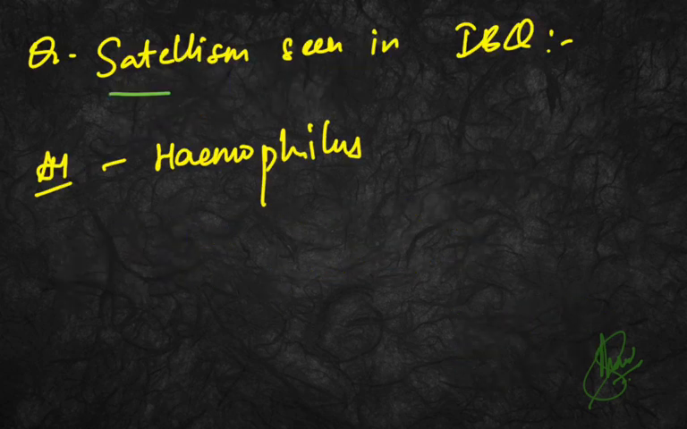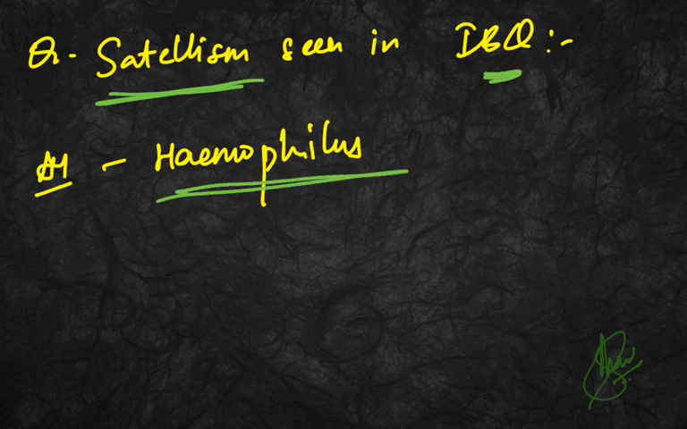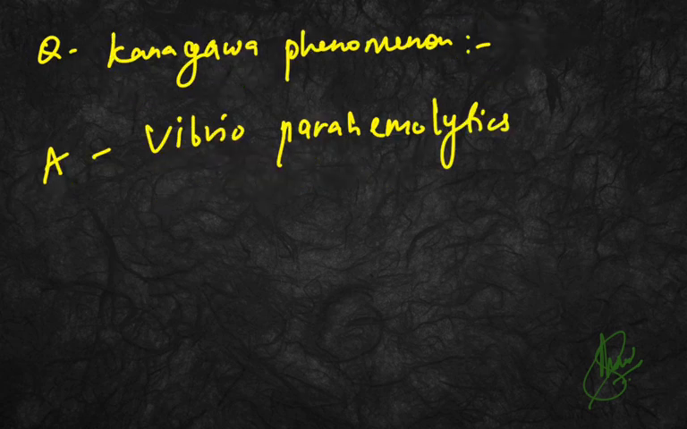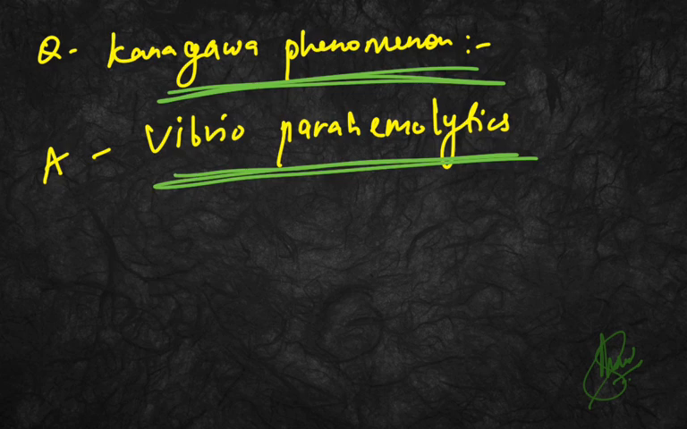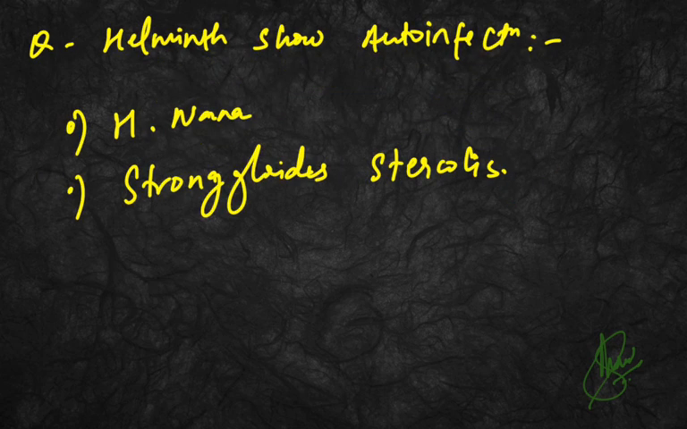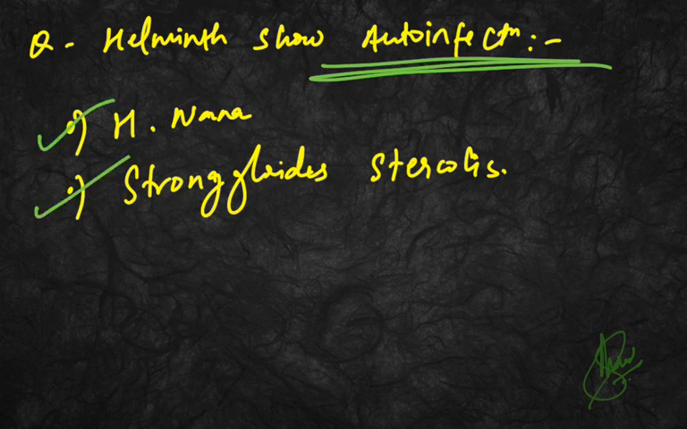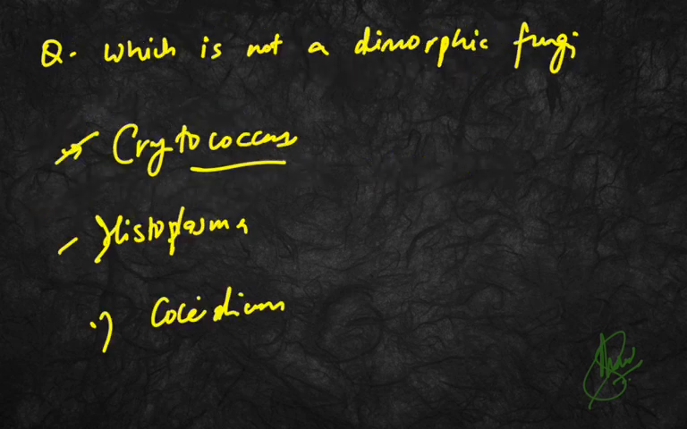So satellitism, that image-based question that was there, is seen in Haemophilus. That is very simple. Kanagawa phenomenon, it is seen in which of the bacteria? So it is seen in Vibrio parahaemolyticus. Which of the helminths shows the property of auto-infection? That is H. nana and Strongyloides. Two of them are the correct answers.